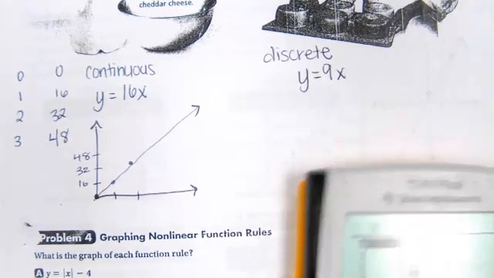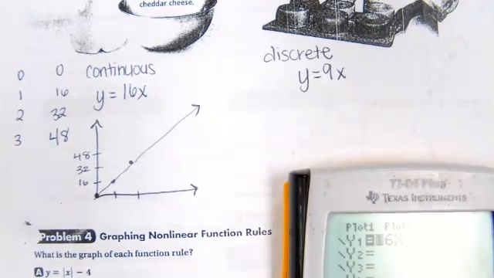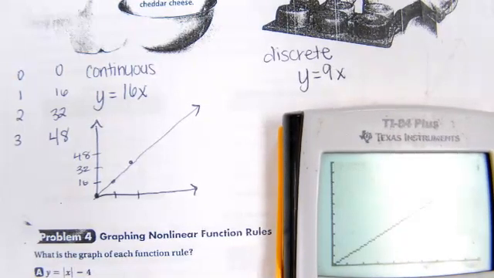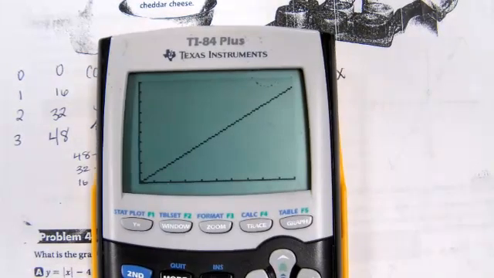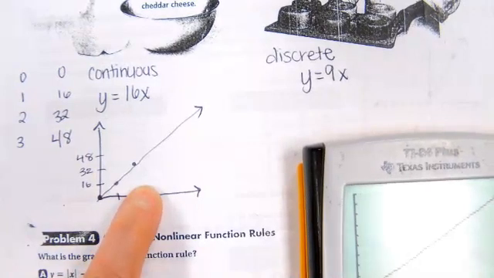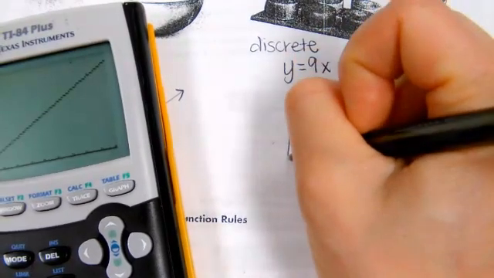Okay, let's do the other one now. Y equals 9x. Okay, we're still fine here, right? And our window probably is fine. Why is this not an accurate graph, even though we used our calculator? This is not the correct graph. This is the correct graph for this. I can still do this. I can still go like this.